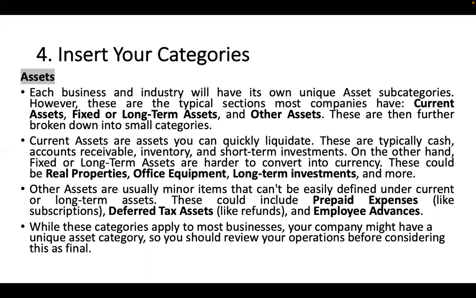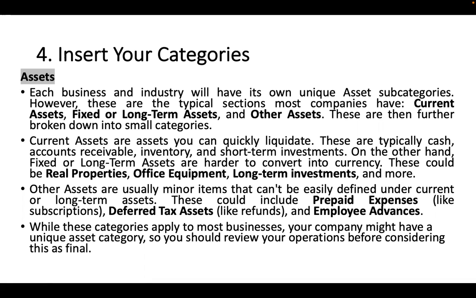Now this is the time to create the categories inside the main category. So our first main category is assets. So we have to create subcategories of assets, because asset is not like one thing, it is a combination of anything which a company owns. So we have to write it that way only. Each business and industry will have its own unique asset subcategorization. As simple as that, every business और इंडस्ट्री का एक अपना तरीका होता है जिसमें वो एसेट्स को सब कैटेगराइज कर सकती है.